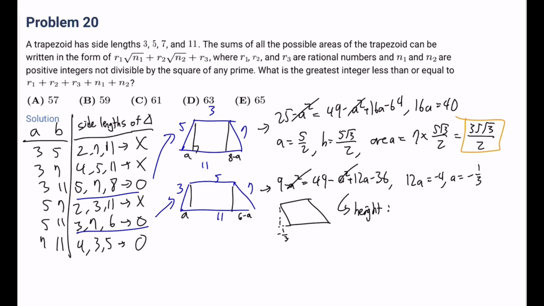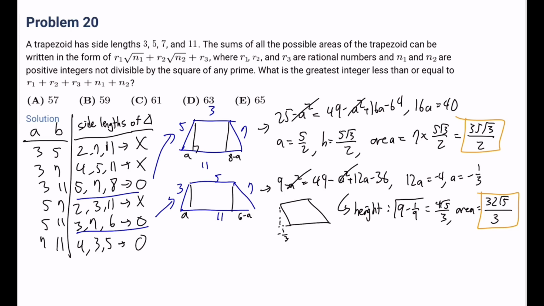And so we can get the height. That is going to be using the Pythagorean theorem. Root of 9 minus A squared, root of 9 minus 1 over 9. That's going to be 4 root 5 over 3. And so the area, that's going to be this 5 plus 11 divided by 2 is 8. So if we multiply that by 4 root 5 over 3, that's going to be 32 root 5 over 3. So that's going to be one more area.